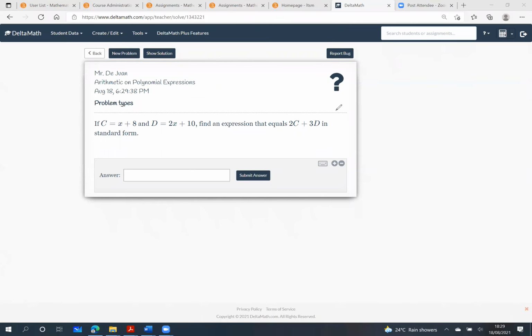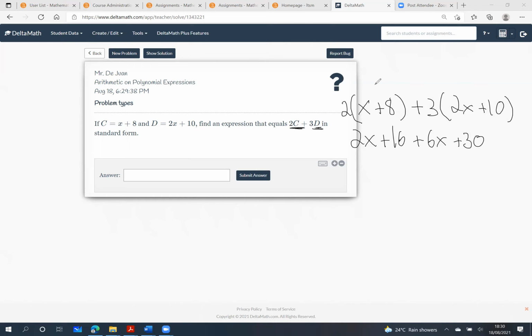Okay, so let's rewrite this. 2 brackets, what's C? x plus 8. What's D? We're going to do that plus 3 times D, 2x plus 10. So let's multiply these using the distributive property. 2x, 2 times 8, 16. 3 times 2, 6x. 3 times 10, 30.